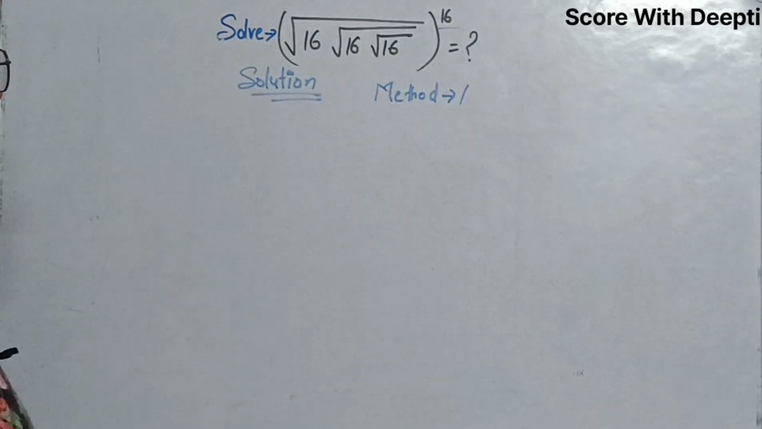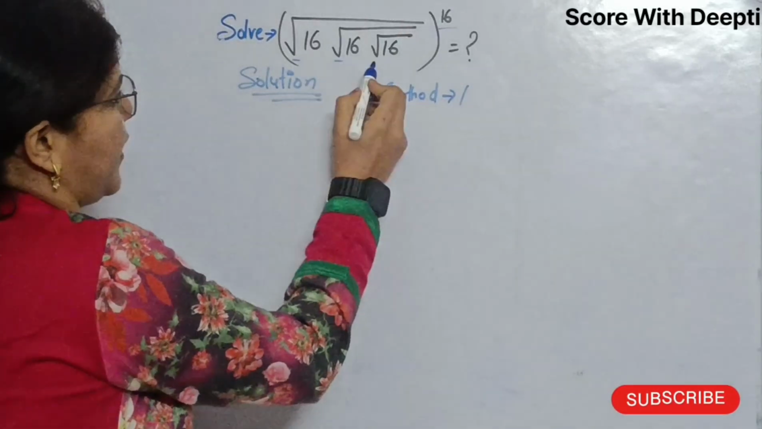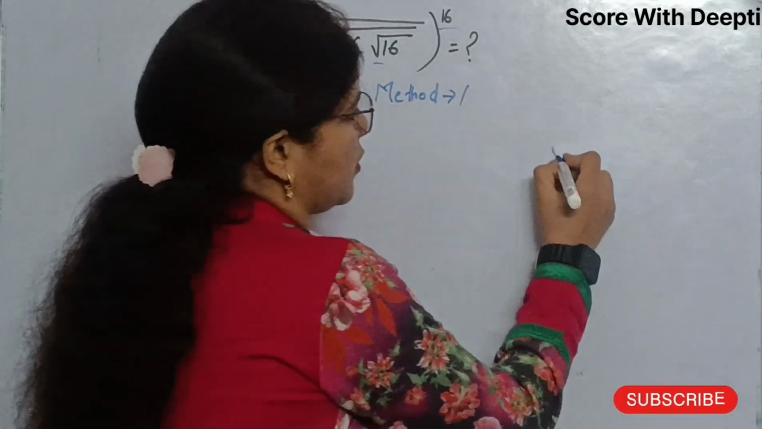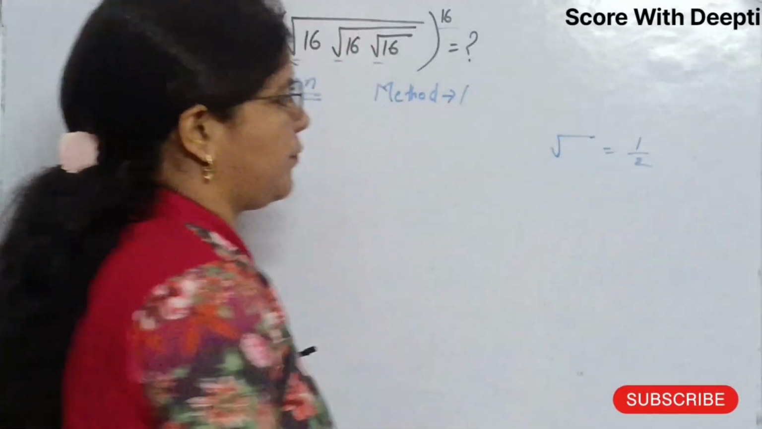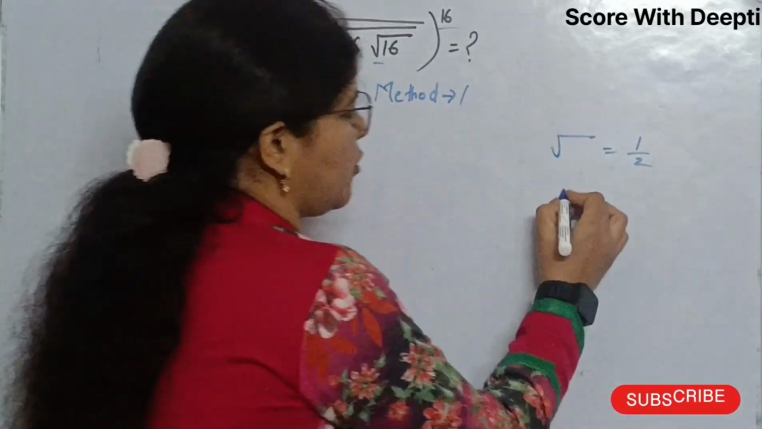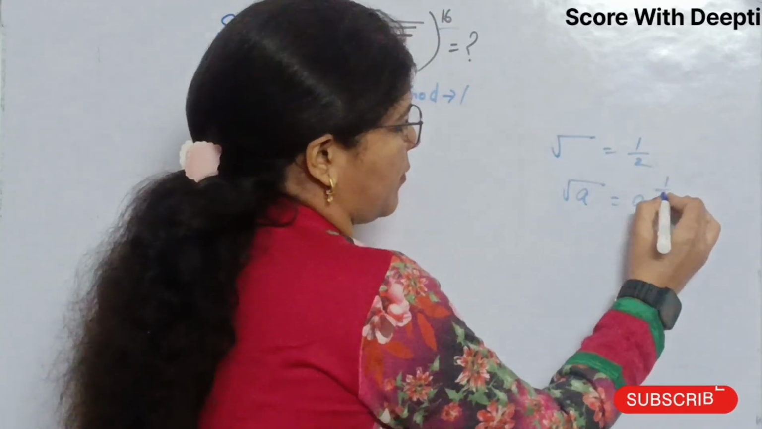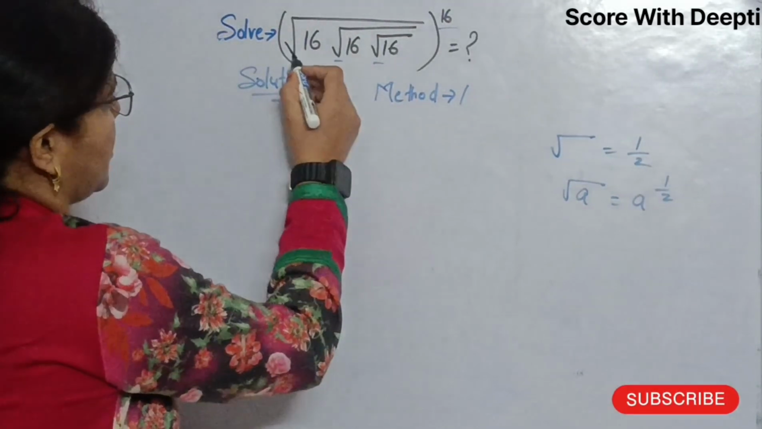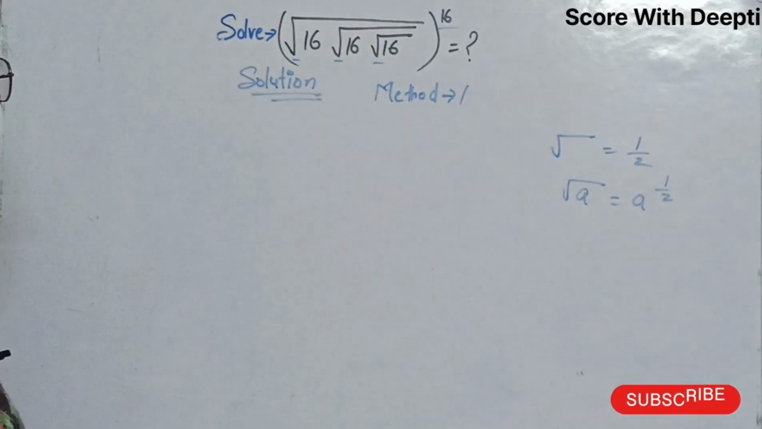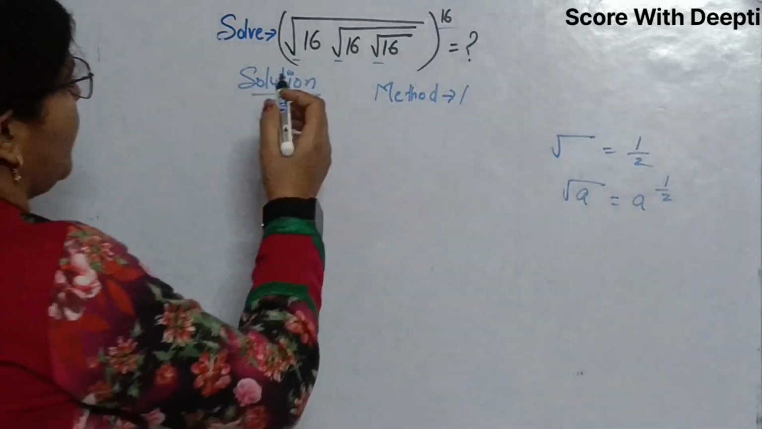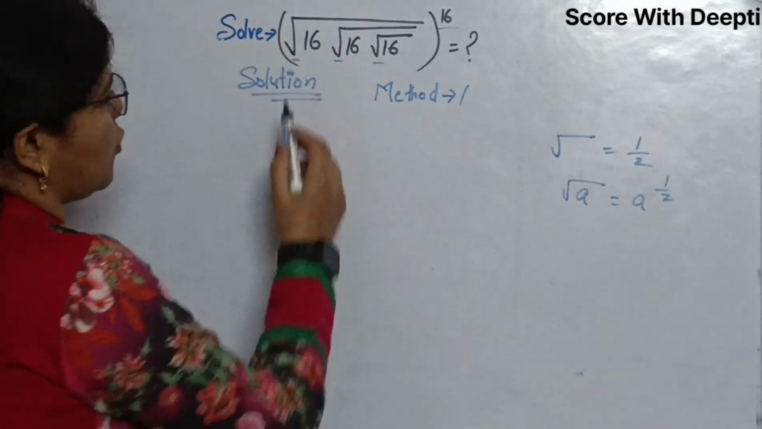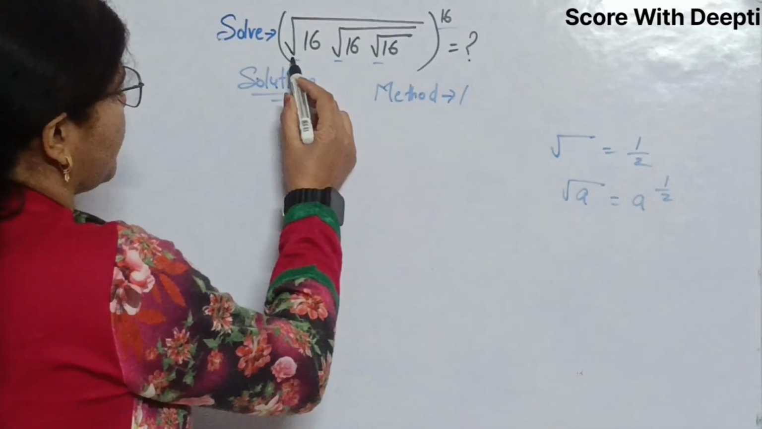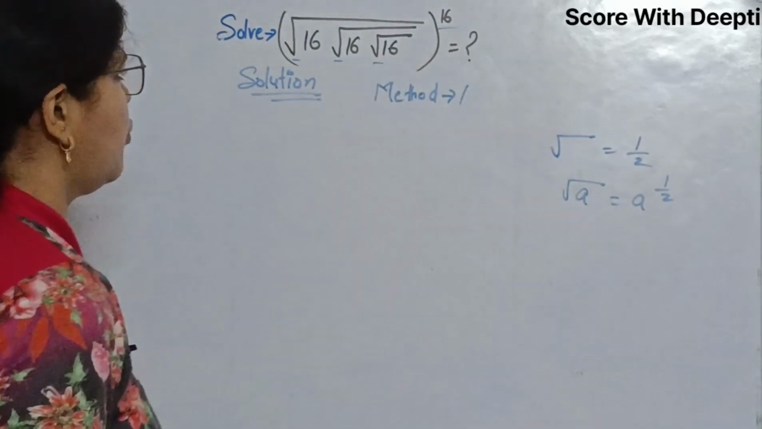In the first method, we have to eliminate these square roots one by one. Now, we know that square root of a equals a to the power 1 by 2. Here, first we solve this square root. To solve this square root, in place of the square root we will write 1 by 2 as the exponent.